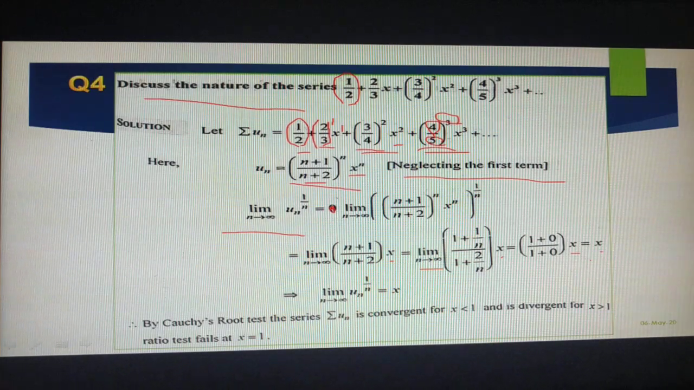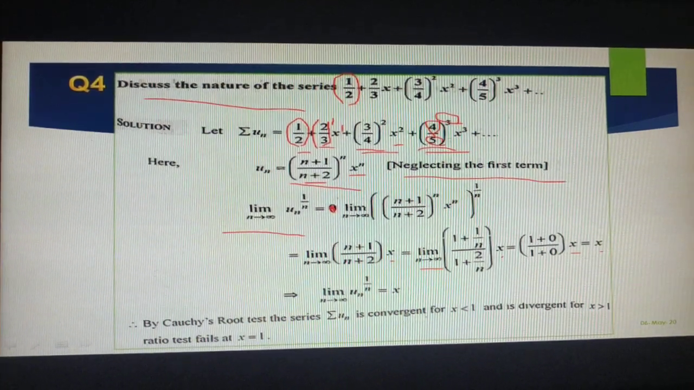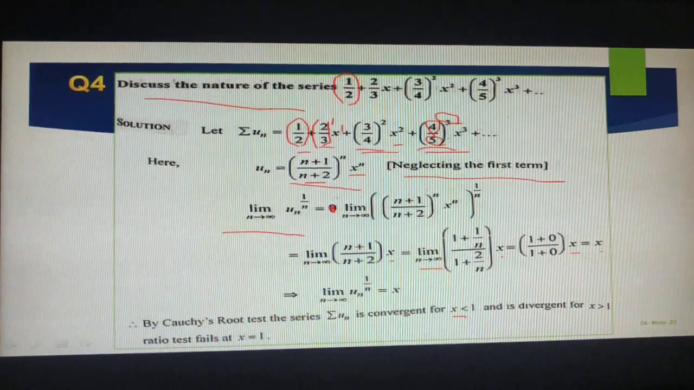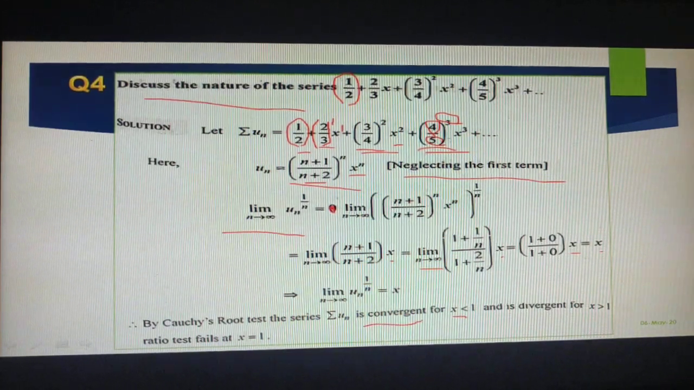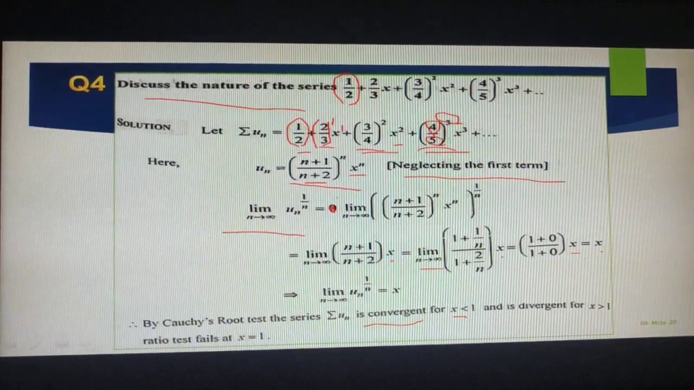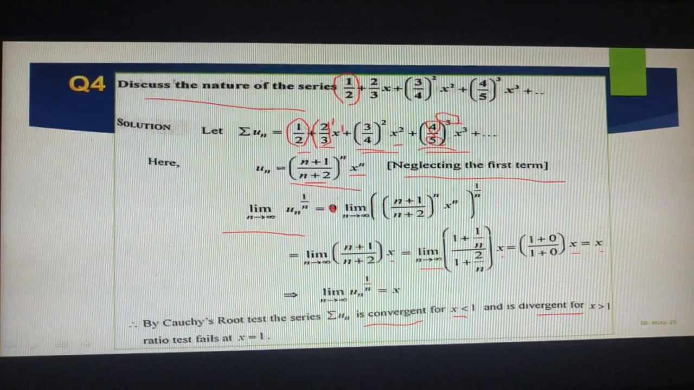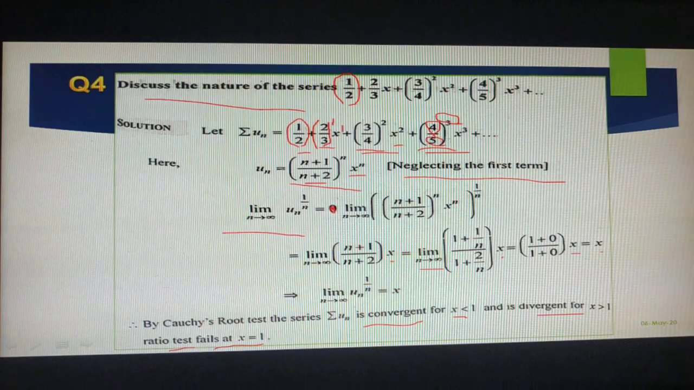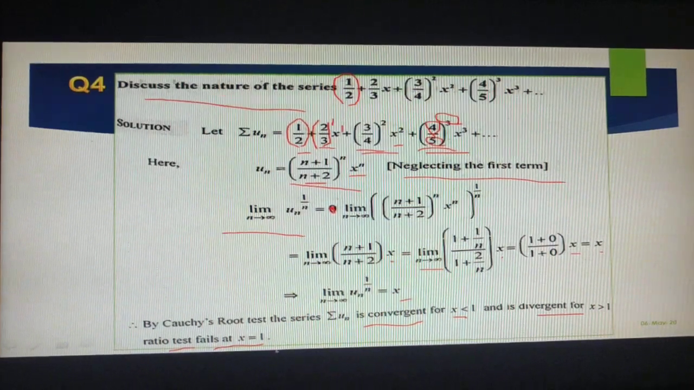So as usual, you can say that if x is less than 1, then as per the ratio test, it is going to be convergent. If x is greater than 1, it is divergent. And of course, if the limit is equal to 1, this particular ratio test fails to test this series. The ratio test is going to fail when the limit is equal to 1.